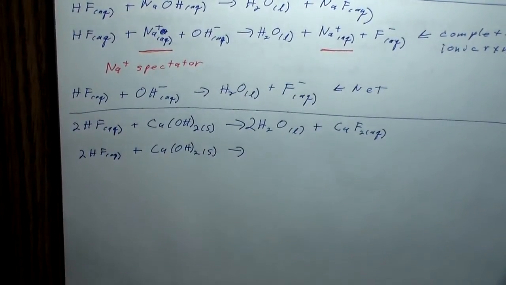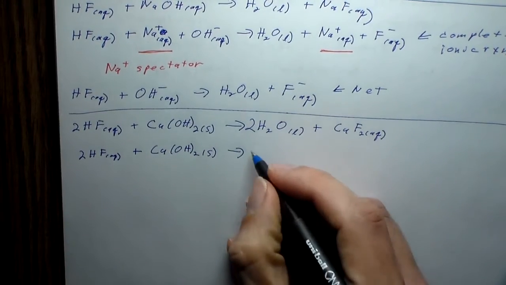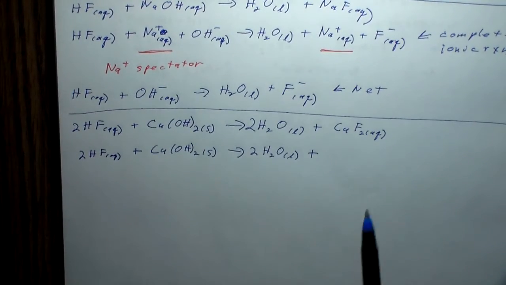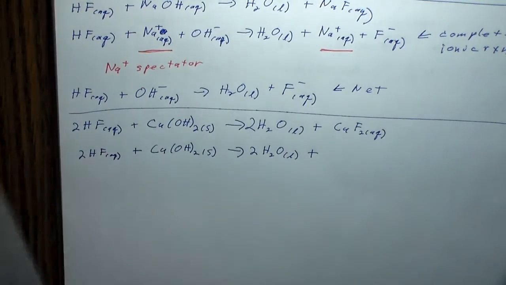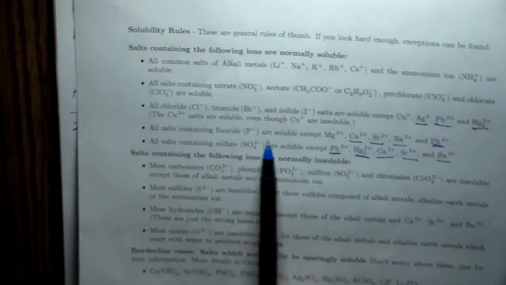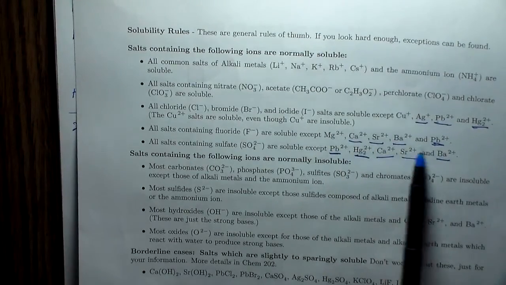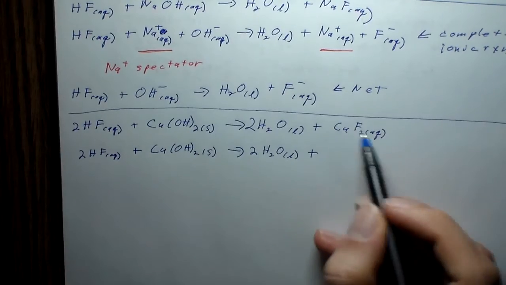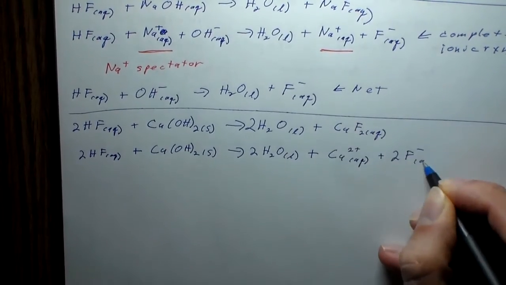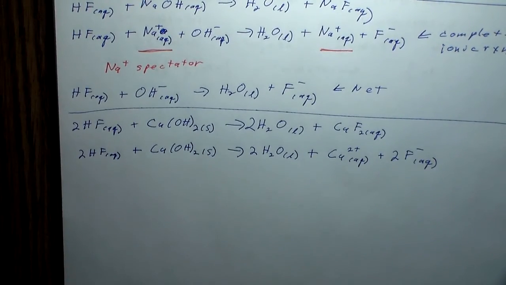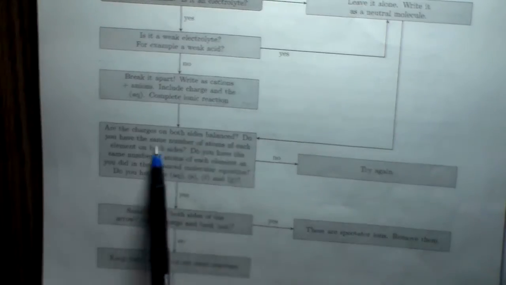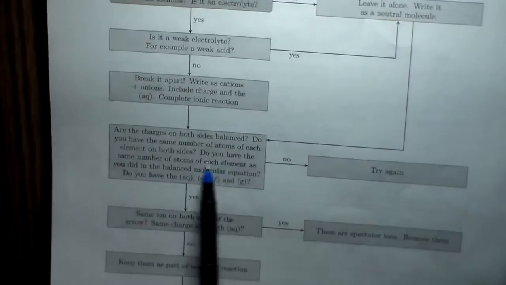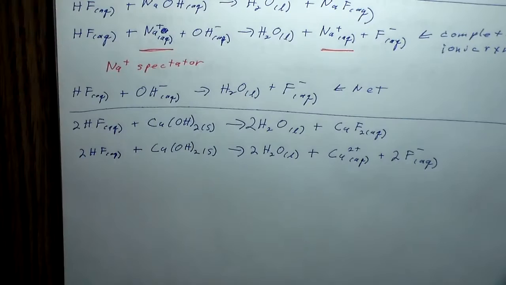My water, we saw before, that's a liquid. So again, we leave it alone. And then here, my copper 2 fluoride. If we go back to our solubility rules, all salts containing fluoride are soluble except for these. Copper is not listed, so we will assume that it is a soluble salt. So this means that this will be broken apart. All right, so then we just go through here, just verify that our charges and everything are balanced. We have the same elements and the same number of atoms on each side here.